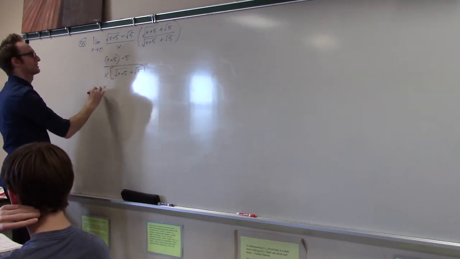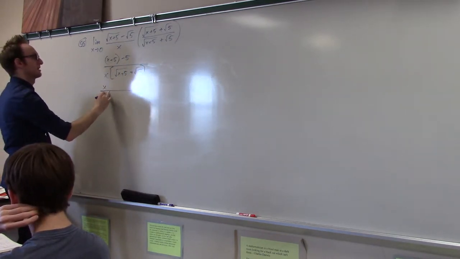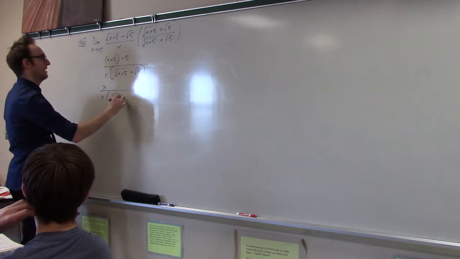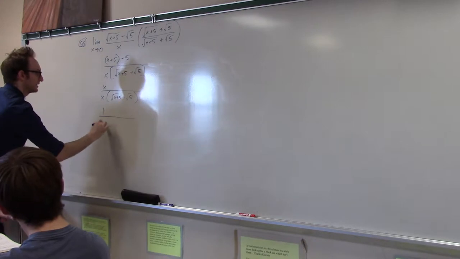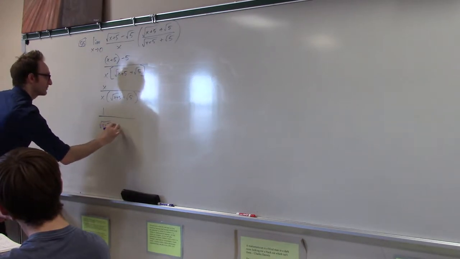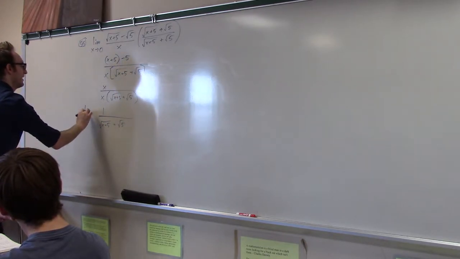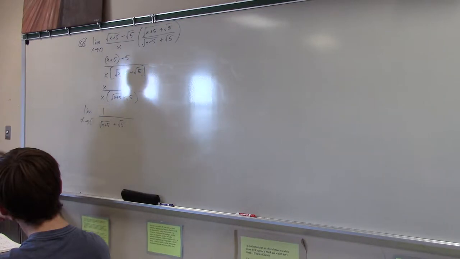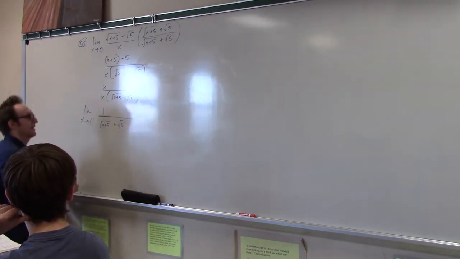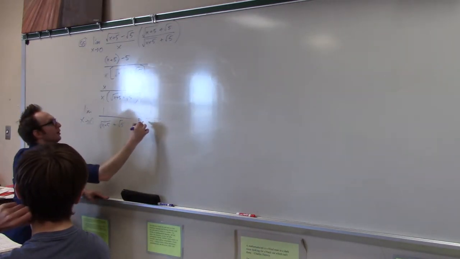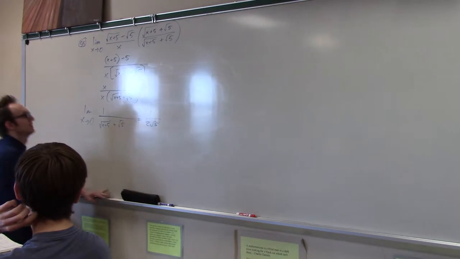I get x over x times root x plus 5 plus root 5. The x's cancel, and so my final answer is 1 over root x plus 5 plus root 5. Everybody with me? Say yes, if you're with me. Yeah? Okay, and now I can plug in 0, and when I plug in 0, I just get 1 over 2 root 5. And just leave it like that.